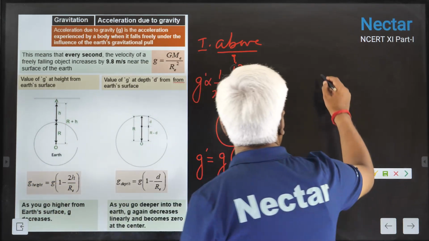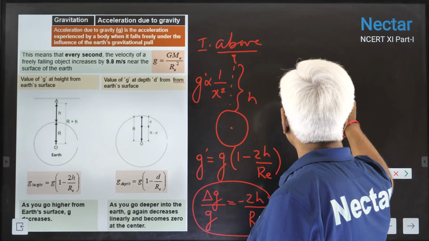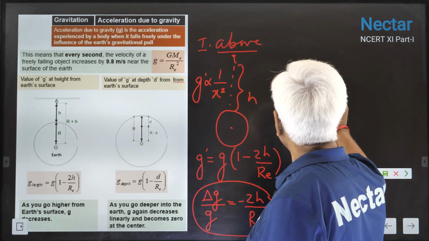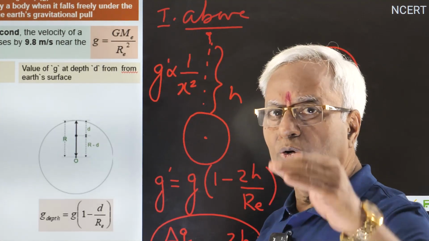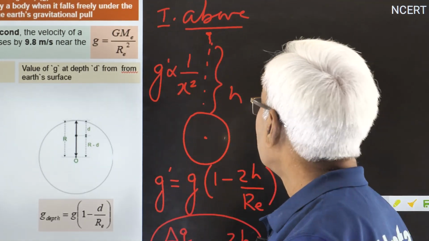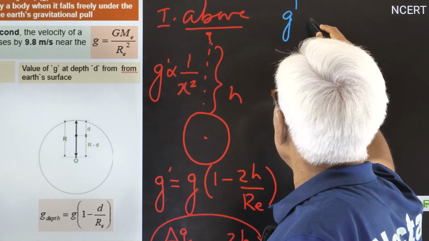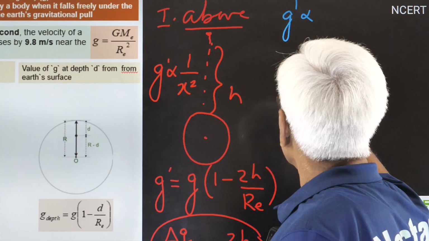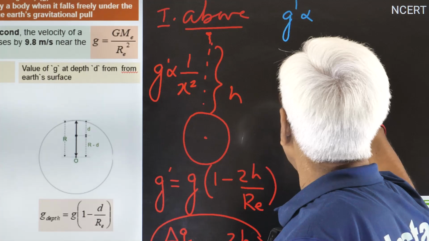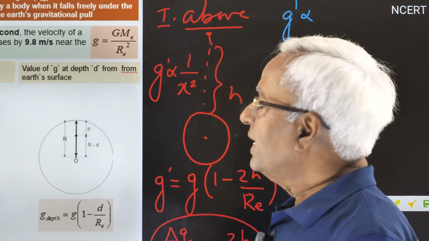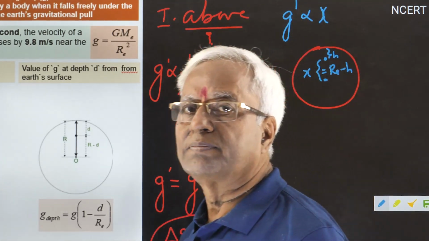When we consider the points below the surface, see somewhere over here, and just suppose the point is h depth below. So if you consider g dash, this is known as x, that will be equal to Re minus h. g dash will be directly proportional to x, you can say, the distance from center of the Earth.